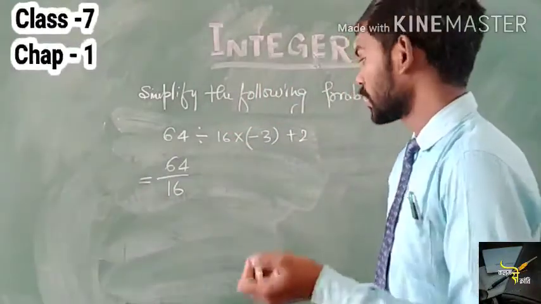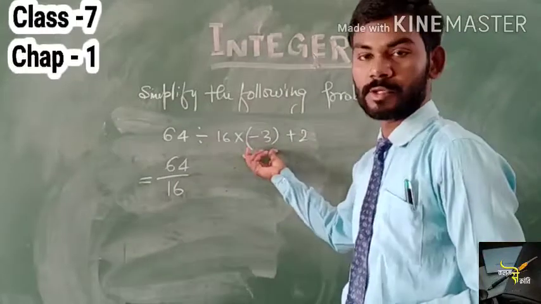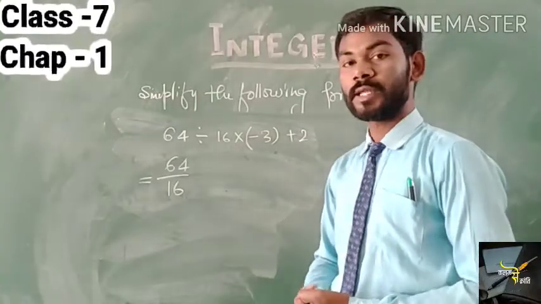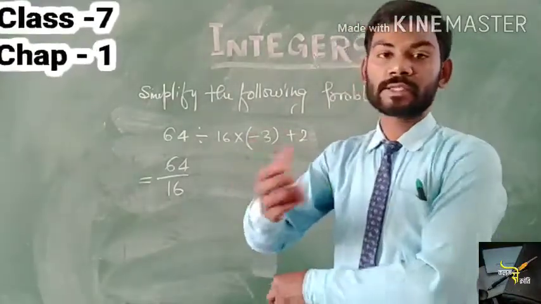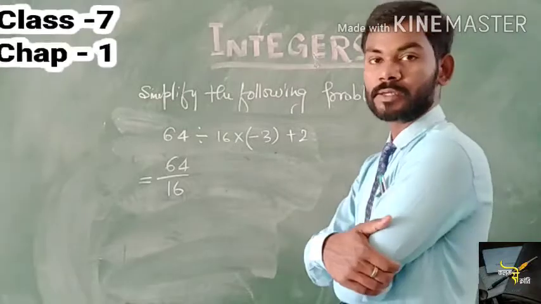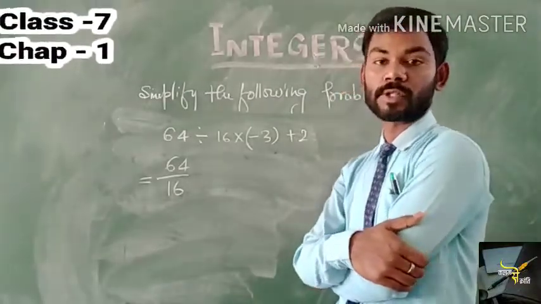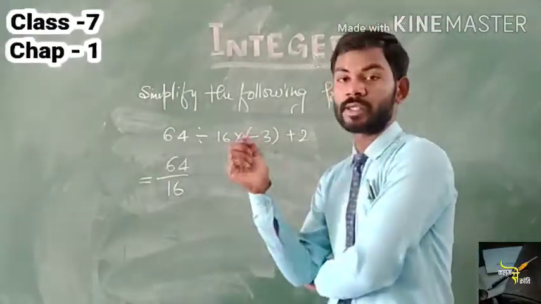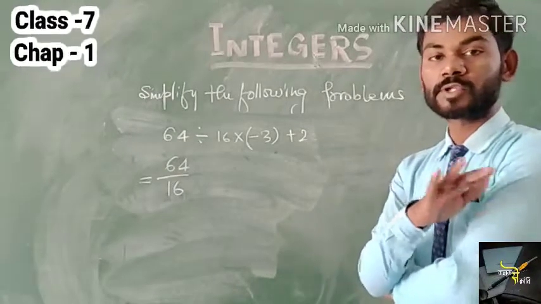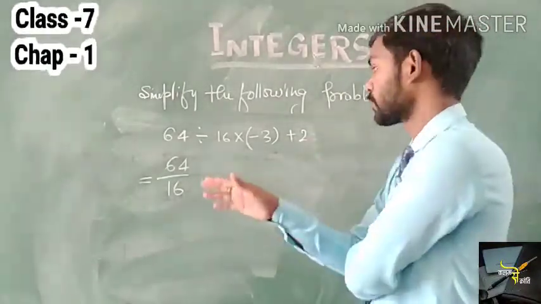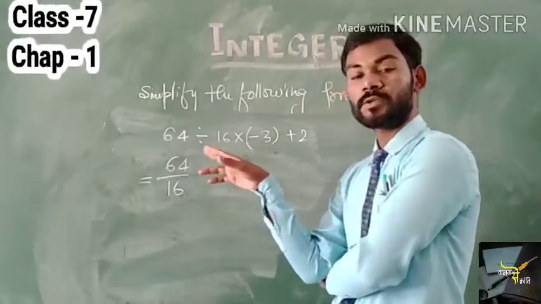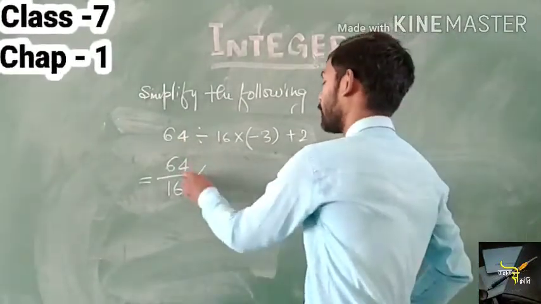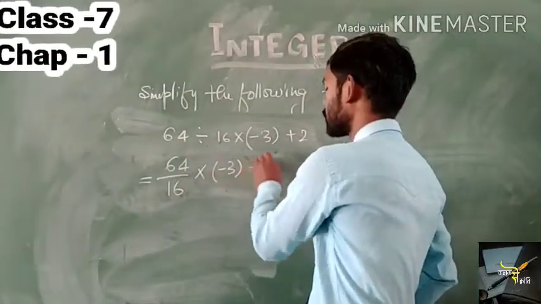Some of you may think that there is a bracket, so why don't we remove the bracket in the first step? The reason is that there is no extra number within the bracket which we should solve first. There is only one integer inside the bracket, which means that we have to just multiply and no more. So before multiplication we have to divide. Therefore we divide 64 by 16 and multiply by minus 3 plus 2.